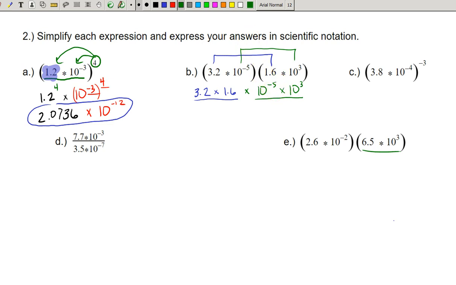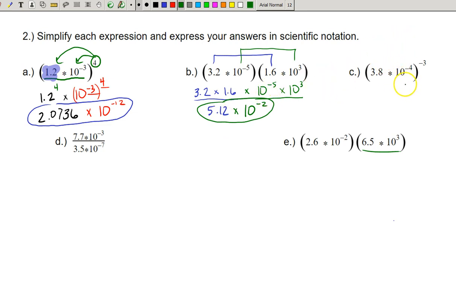So I can start multiplying. 3.2 times 1.6 is 5.12. And then I can multiply the powers of 10 right here, again using the exponent properties. So I'm multiplying two powers of 10, therefore I'm going to add the exponents. So this is going to be times 10 to the negative 2. That's the second one. All right, part C.